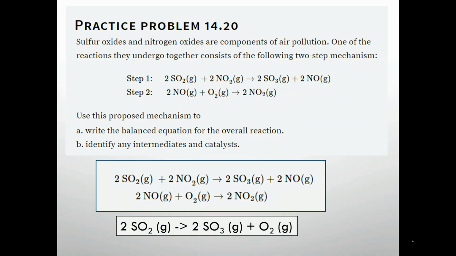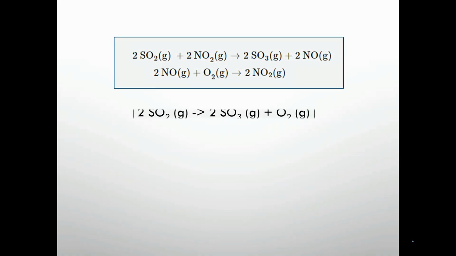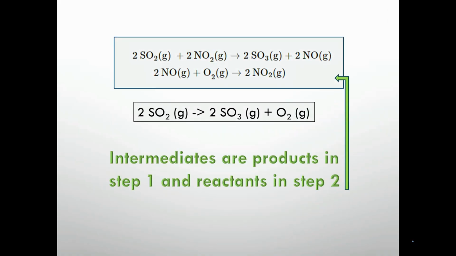But now, you'll notice there are two different types of things in here. There is a catalyst, and there is an intermediate. The intermediates are things that are produced in step 1 and used in step 2. So they're products in step 1 and reactants in step 2. That is NO. NO is an intermediate.